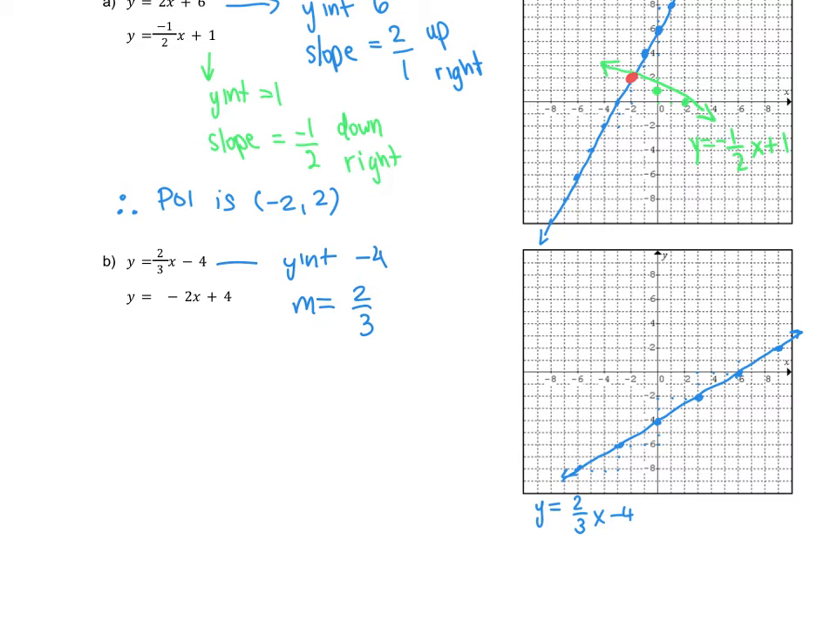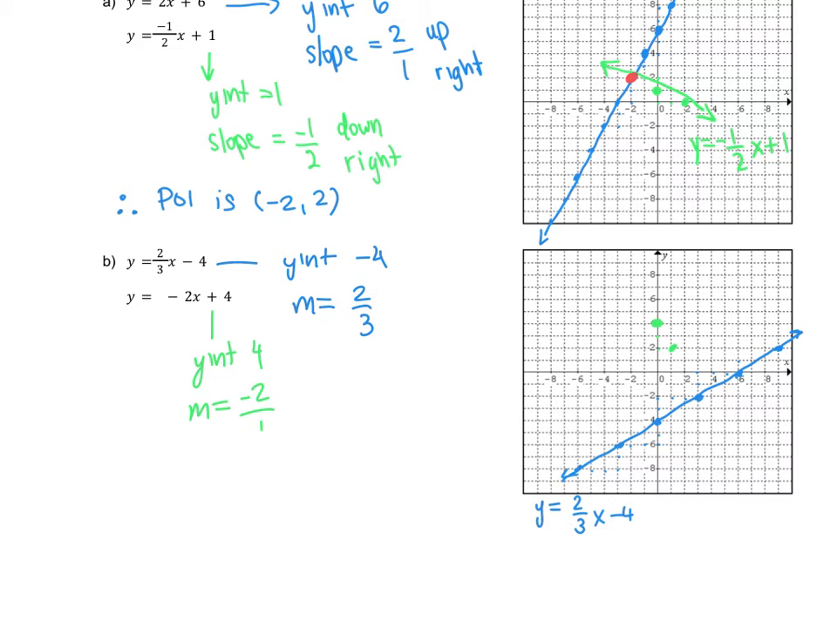And now let's go to the next one. So here we have a y-intercept of +4. So I'll go to the positive y-axis. And the slope is -2, which I'm going to write as -2/1. So that means I'm going to go down 2 because of the negative rise to the right 1.